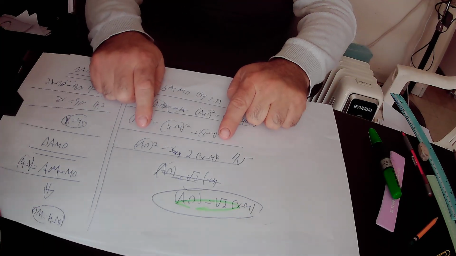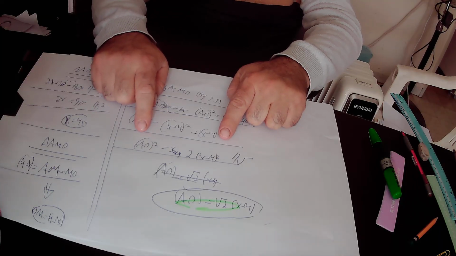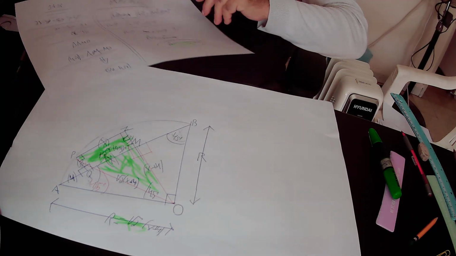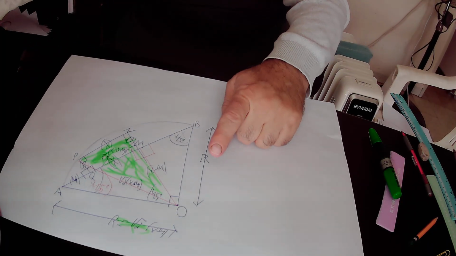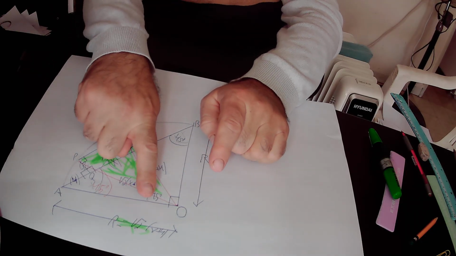Here we took the square root of the equation and found that AO equals the square root of 2 times x plus 4 units in its length. AO is the radius of this quarter circle, and it equals the square root of 2 times x plus 4 units in its length.